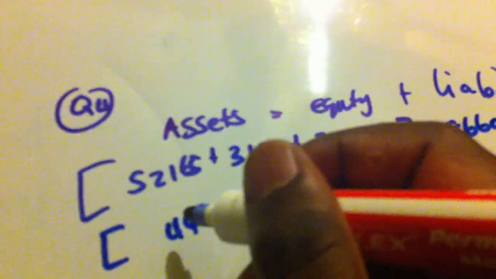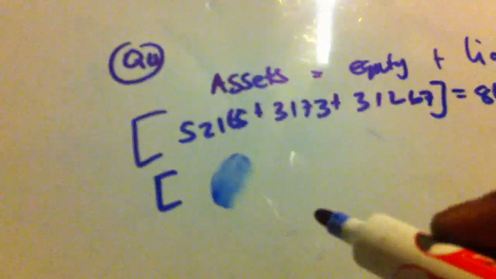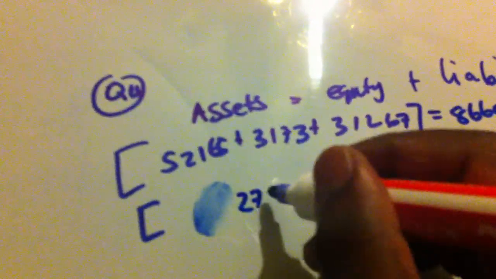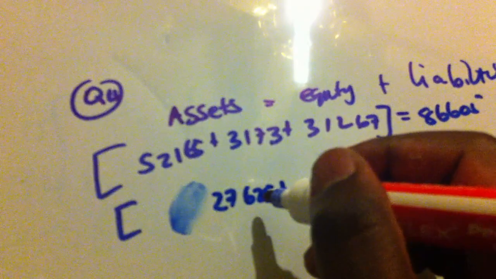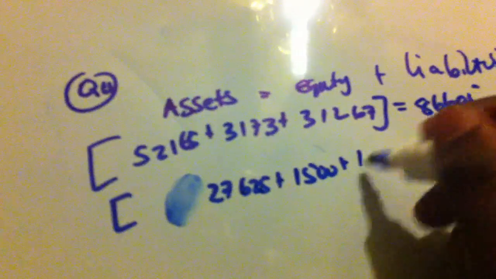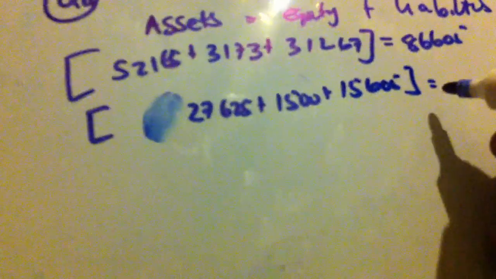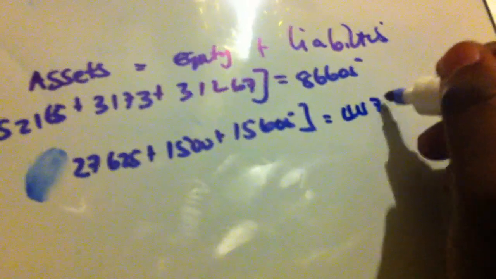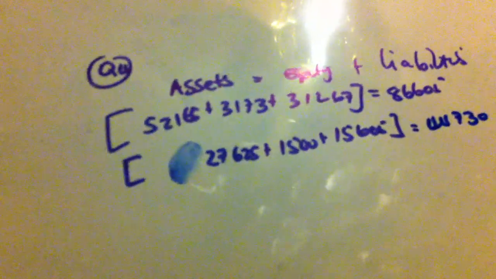And then your liabilities, you have... No, not 44. Let me erase there. You have your trade and other payables, which is 27625. You have your income in advance 1500. You have your accrued expenses 15605, and you have your total liabilities as 44730. Yes. So you have your asset there.